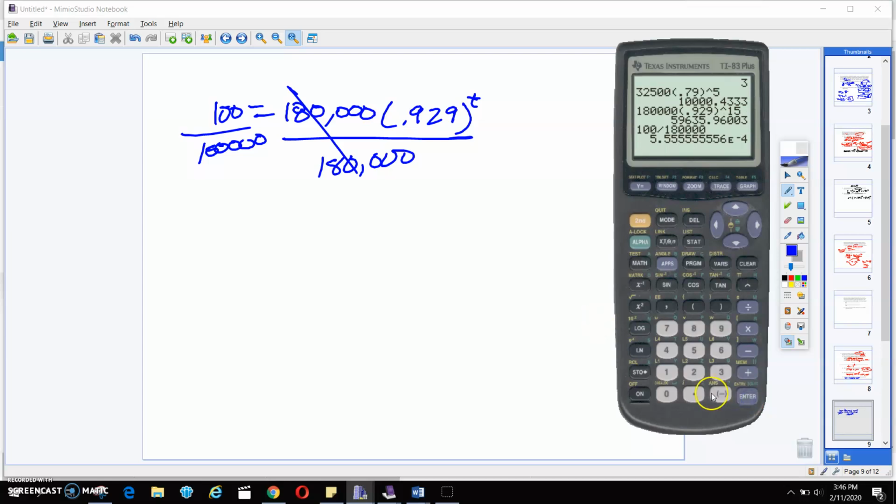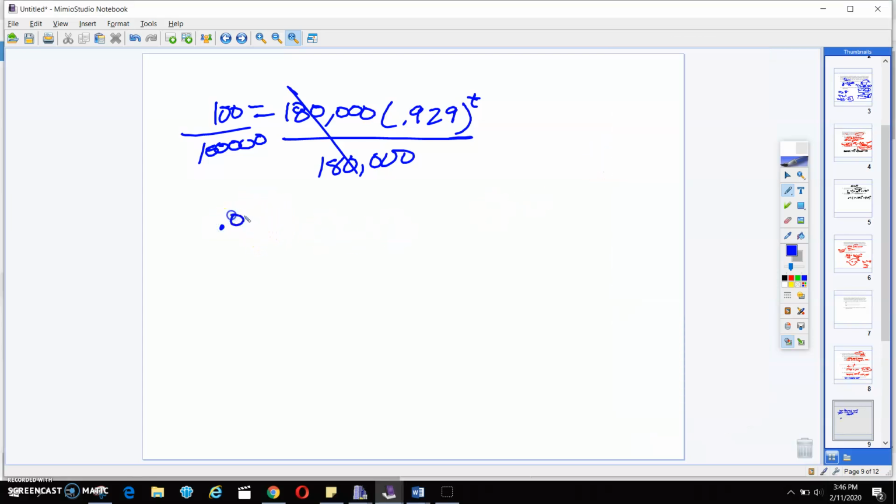that's going to give me this number, which is e to the negative 4. That's taking the decimal place and moving it 4 times over. So that's really just going to be 0.00055. And that equals 0.929 raised to the t power.